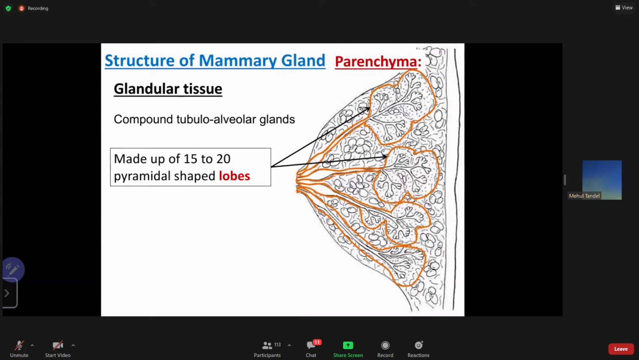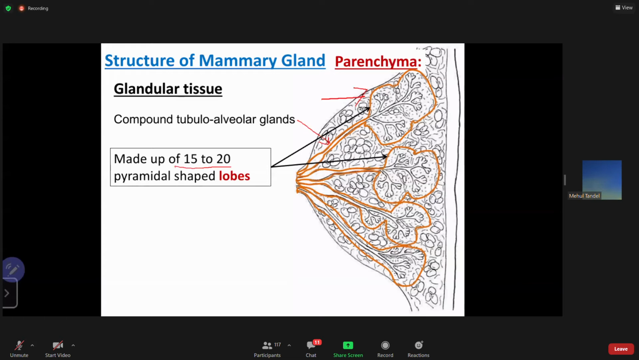You see, this lobe consists mainly of two parts: the secretory endpiece, which is here, and the duct. All lobes converge towards the nipple, or we can say the areola and nipple. They are arranged radially, and the ducts of all lobes open in the nipple. So that is the main arrangement of these glandular elements: 15 to 20 pyramidal shaped lobes arranged radially and converging towards the nipple.